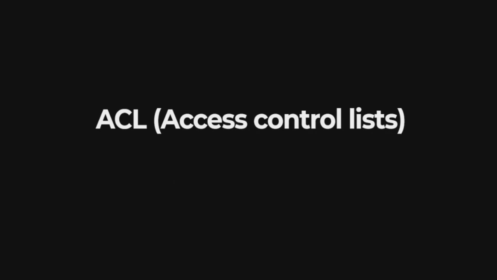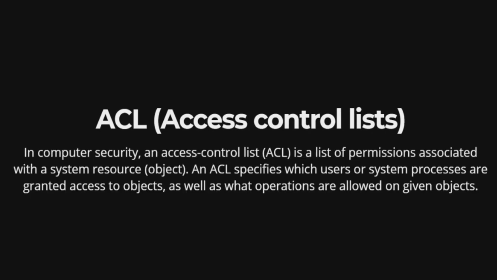ACL, Access Control Lists. In computer security, an access control list, ACL, is a list of permissions associated with a system resource, object. An ACL specifies which users or system processes are granted access to objects, as well as what operations are allowed on given objects.